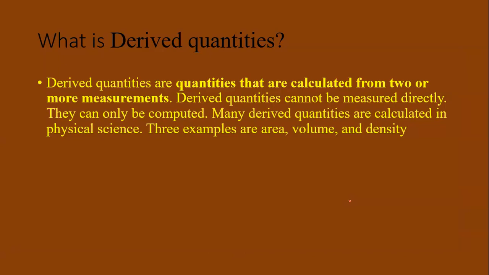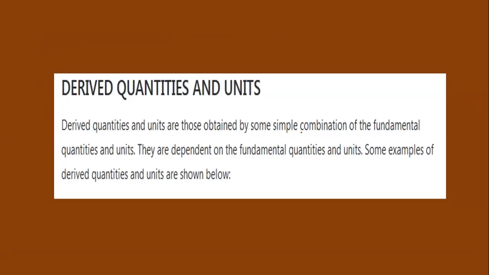Okay, so that takes us to derived quantities. Derived quantities are quantities that are calculated from two or more measurements, which are always fundamental. Derived quantities cannot be measured directly, they can only be computed. Many derived quantities are calculated in physical science. Three examples are area, volume, and density. Derived units are those obtained by some simple combination of fundamental units. Alright, same thing with derived quantities. They are dependent on the fundamental quantities and units. Some examples of derived quantities and units are shown below.